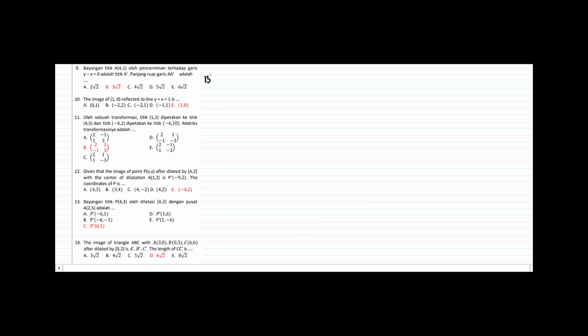Okay, number 13, dilation again. So we have P, 4, 3 dilated by A. The center is 2, 5. K equals 2. The question is P accent. How to find this? X accent, Y accent, and then the matrix K 0, 0 K. Okay, and then X and Y. Since we have the center 2, 5, we have to subtract 2 and 5 at X and Y.